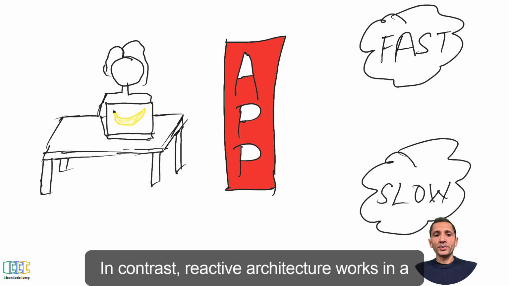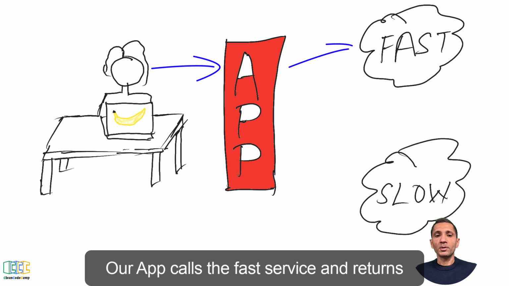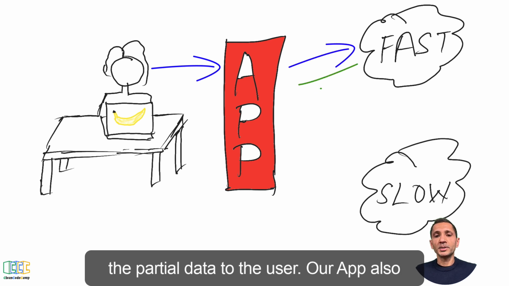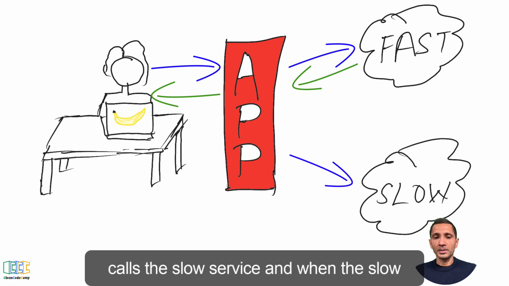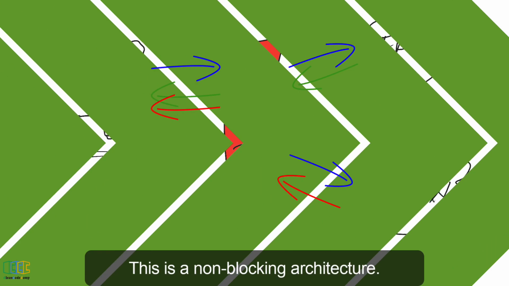In contrast, reactive architecture works in a non-blocking way. The user calls our app. Our app calls the fast service and returns the partial data to the user. Our app also calls the slow service, and when the slow data arrives, it is also passed on to the user. This is a non-blocking architecture.